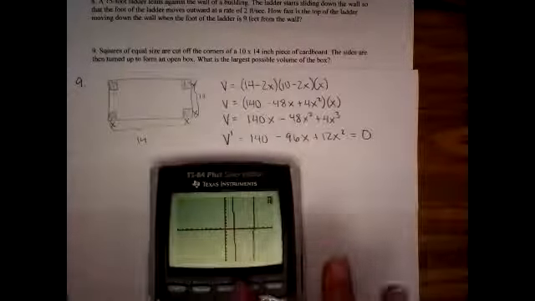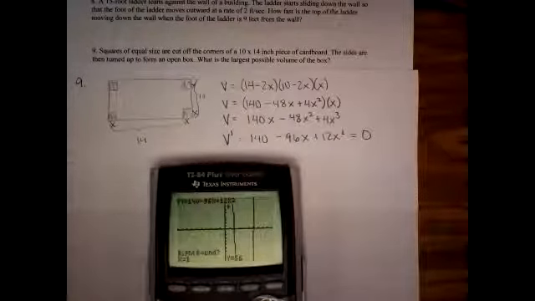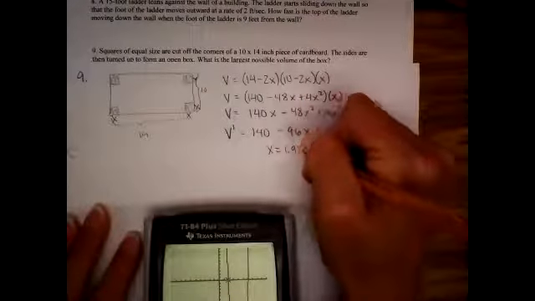So we're going to do calculate zero. Left bound, I'm going to do 1 enter. Right bound, I'm going to do 3 enter. Guess, I'm going to do 2 enter. And it comes up 1.918. All right, so we want x to be 1.918 inches.